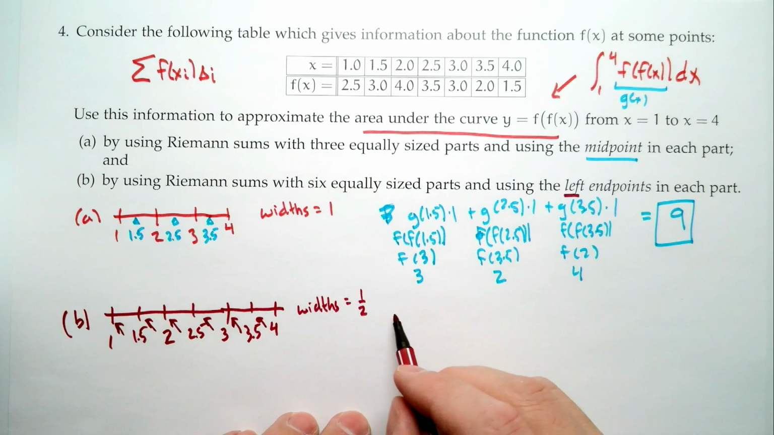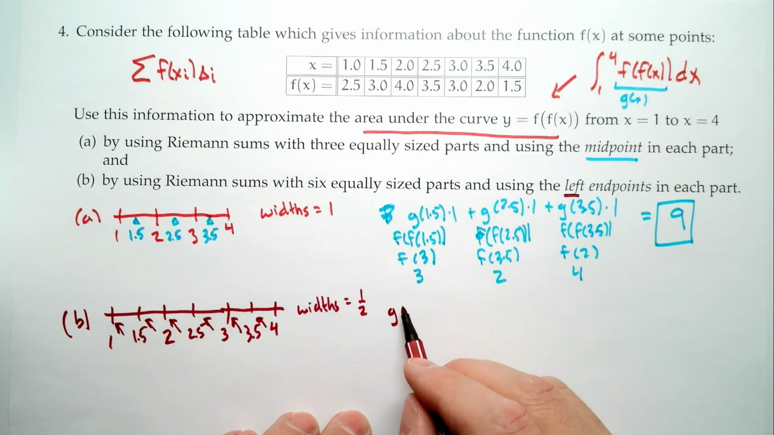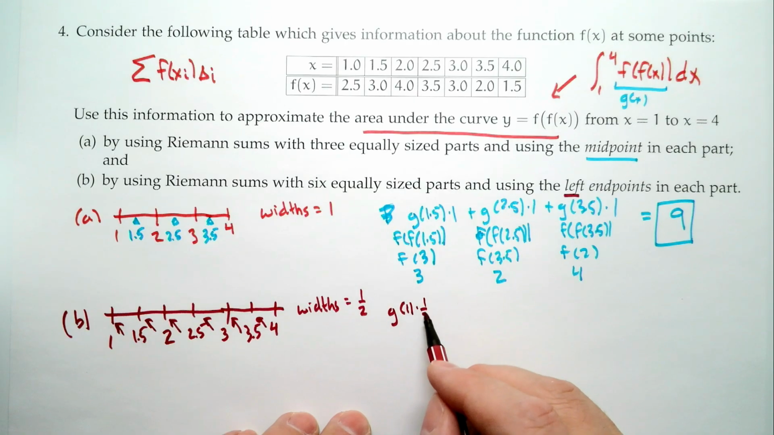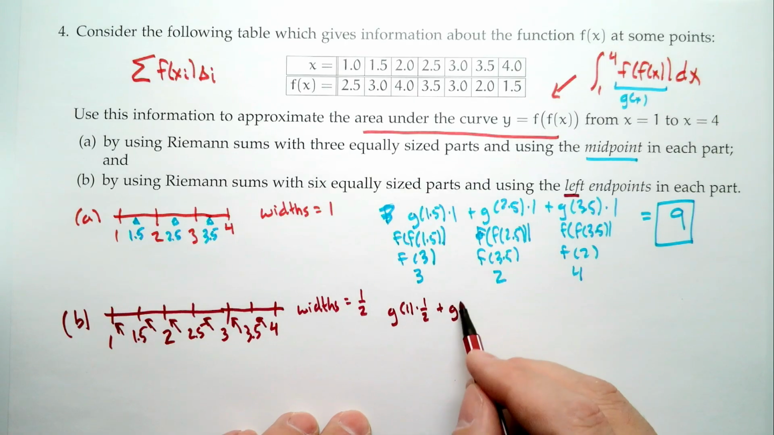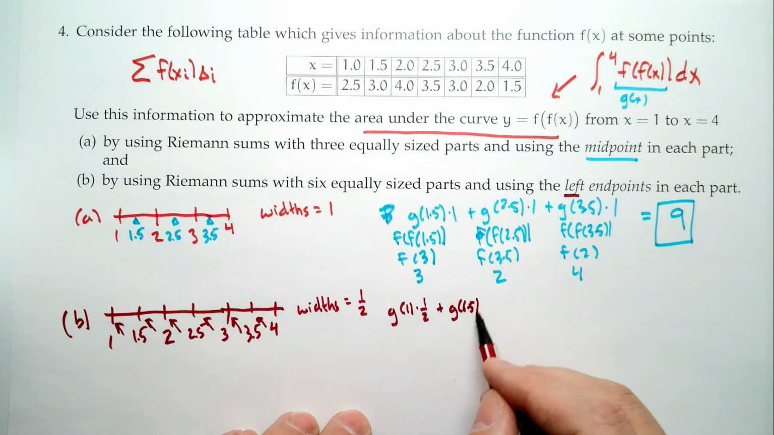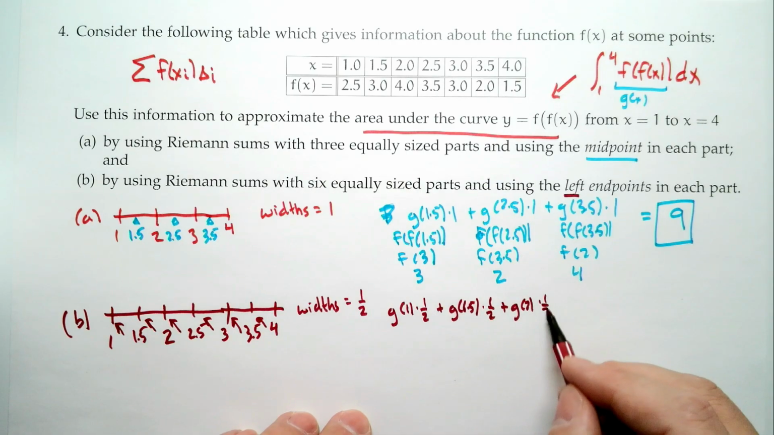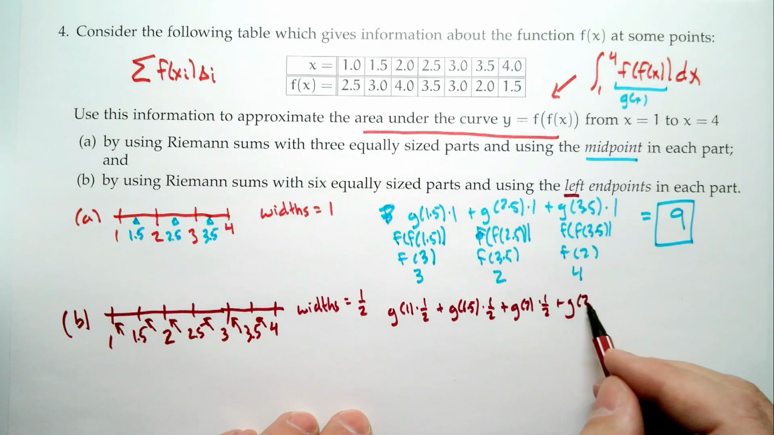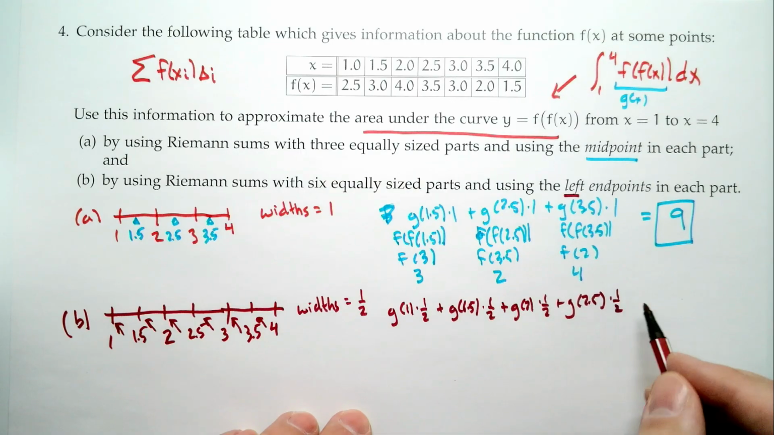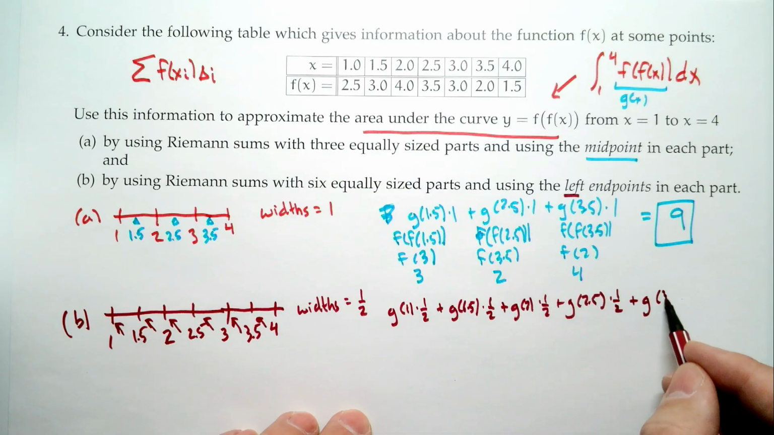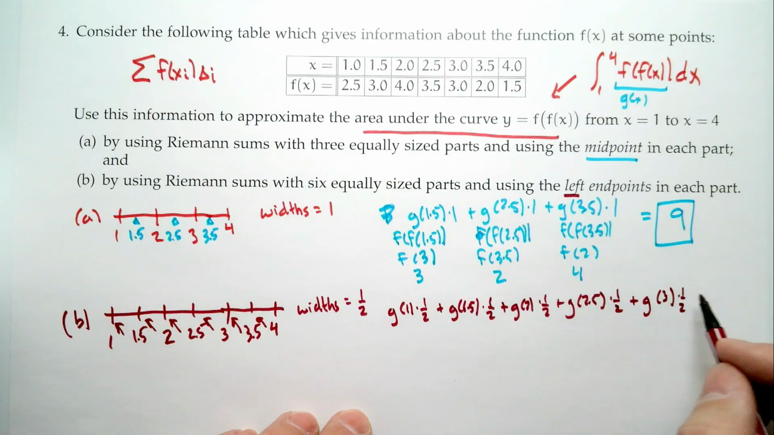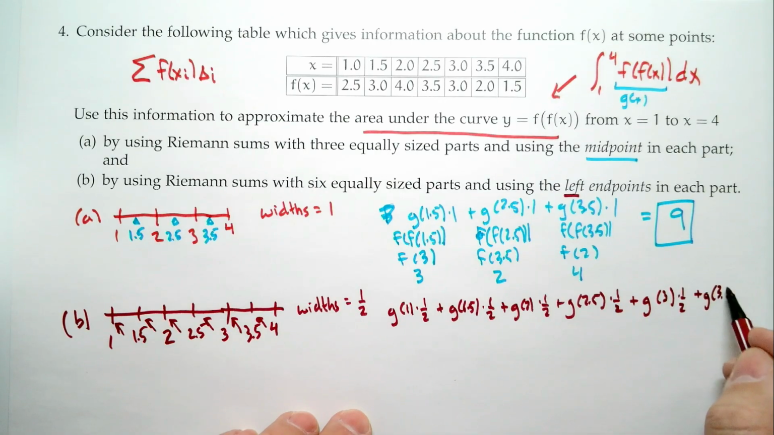So we're going to have a lot of stuff to add up. So g at 1 times a half plus g at 1.5 times a half plus g at 2 times a half plus g at 2.5 times a half plus g at 3 times a half plus g at 3.5 times a half. So there's our Riemann sum. So we just have to evaluate.